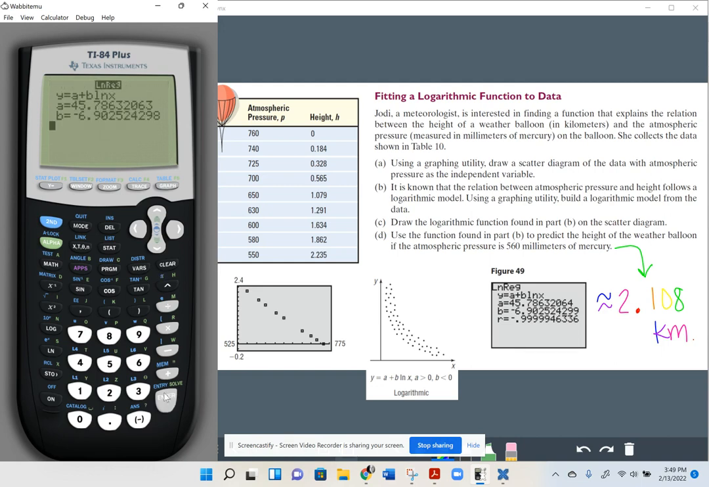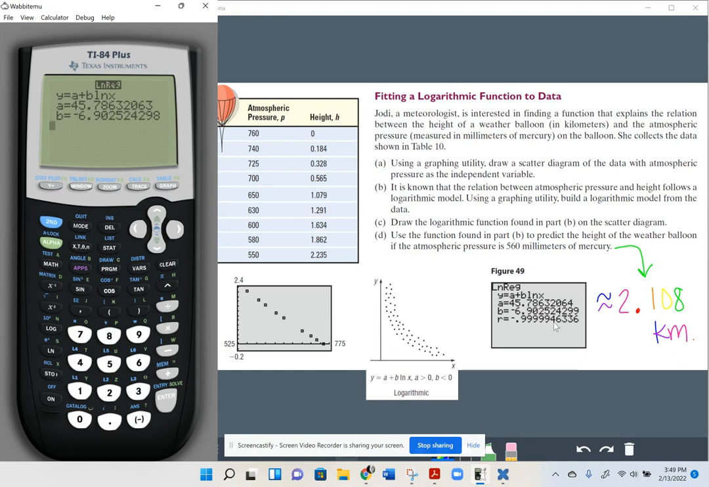Here we go. So our logarithmic regression, or natural log, is going to be a plus b times ln of x. So a is 45.7 and b is negative 6.9. So that's going to be my equation. And luckily for us, we don't have to manipulate any of the numbers or apply ln or any of that stuff that we did to the exponential equation because logarithms are straight up what they are.